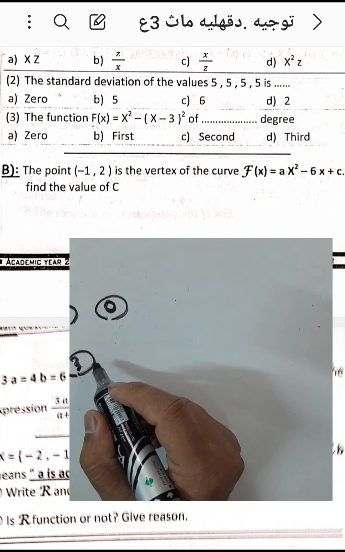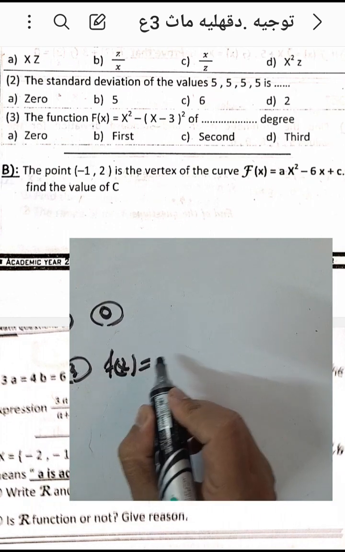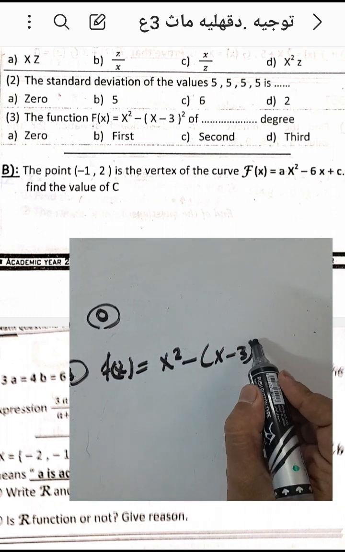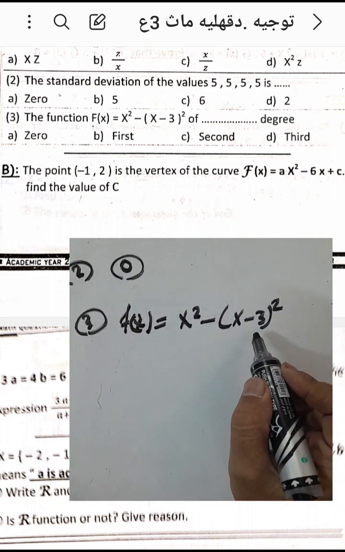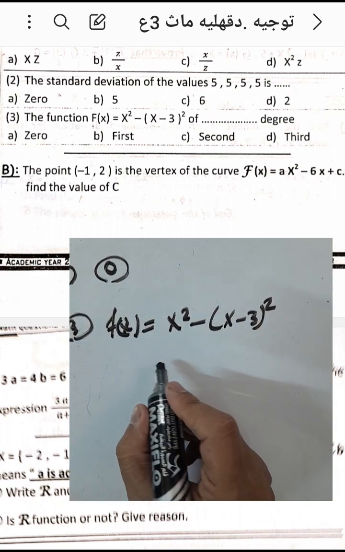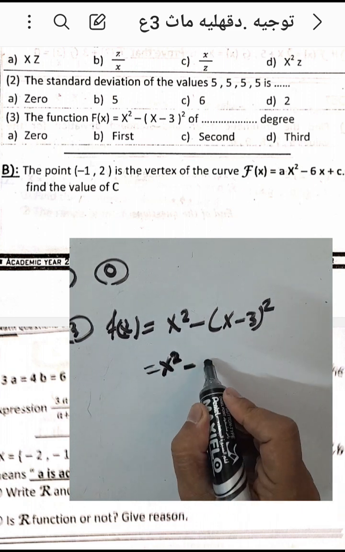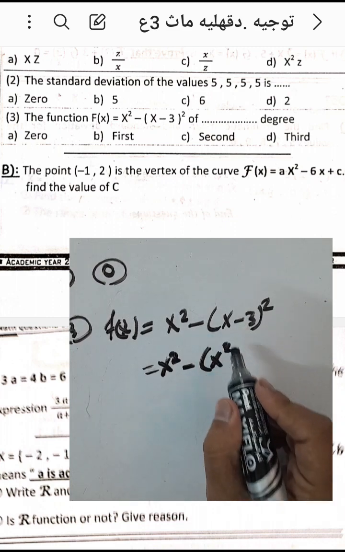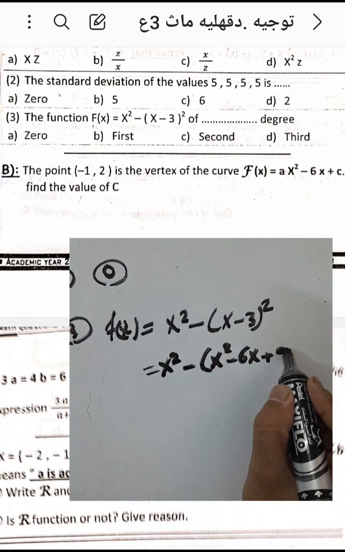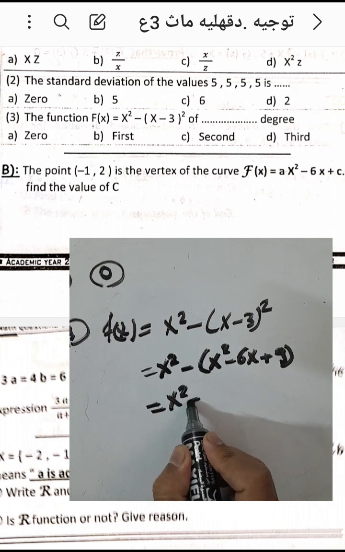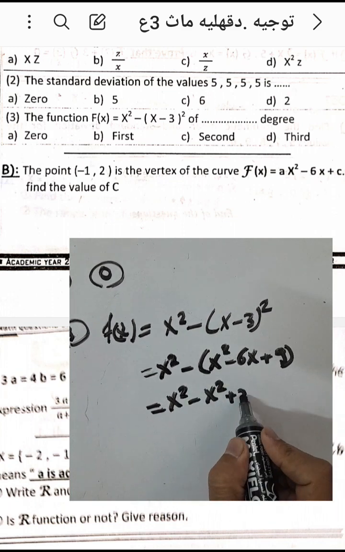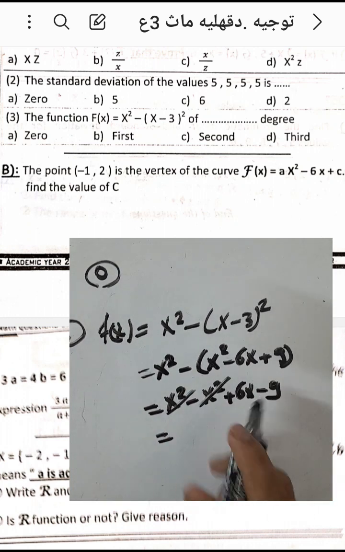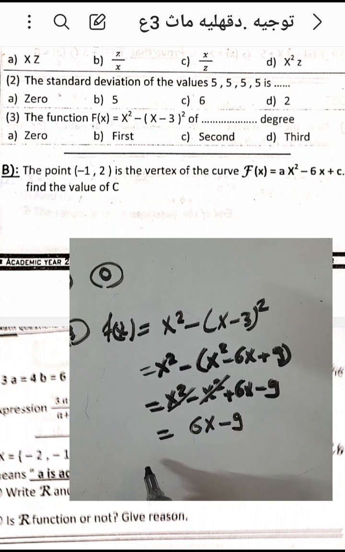The function f of x equals x power 2 subtract (x minus 3) all power 2, of what degree? First step, we can find the value in the simplest form. Write x power 2 subtract x power 2, it will be x power 2. 2 times 3, 6 times x, it will be negative 6x, plus 3 power 2, it will be 9. And then write x power 2 subtract x power 2, negative times negative will be positive, negative times positive will be negative. And we can cancel two terms here. The result will be 6x minus 9.